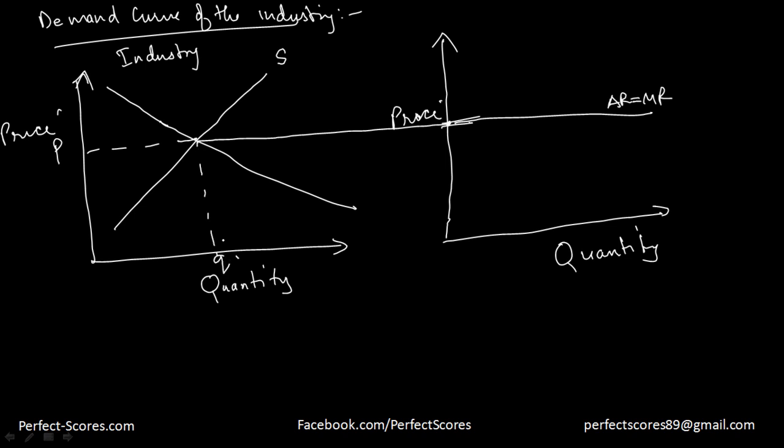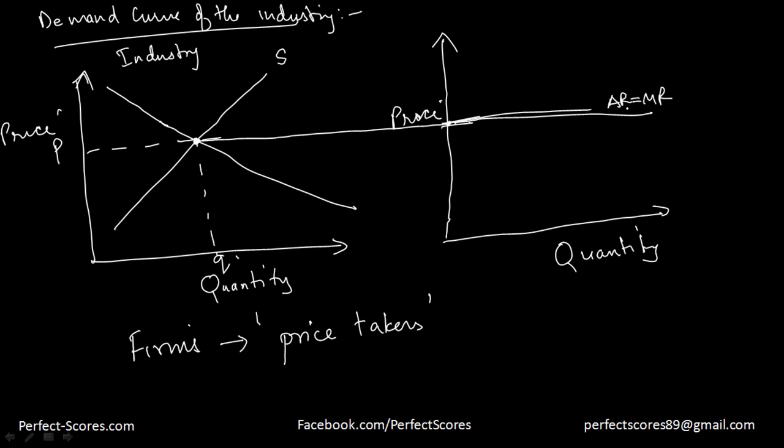Fine. So what happens here is that firms under perfect competition are known as price takers. They're known as price takers because they do not decide the price. They just accept the price that has been given to them by the industry. So this is the price that they can expect, and this is going to be their average or marginal revenue.